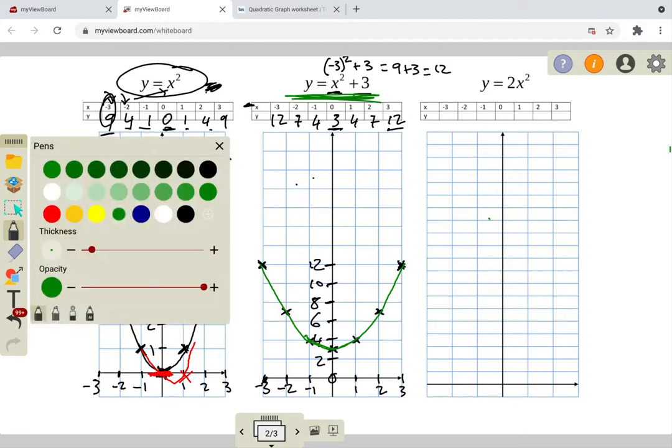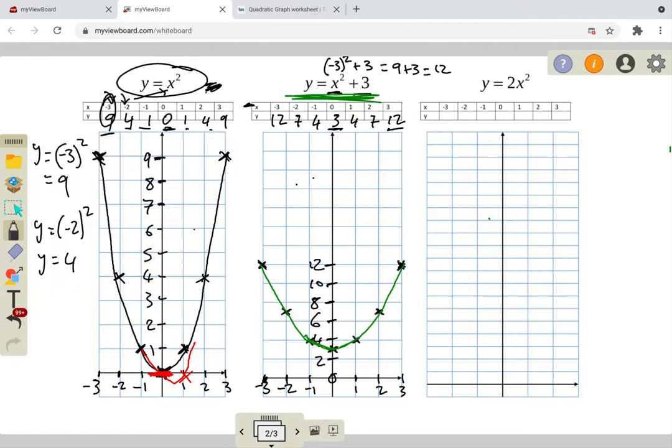So we have y equals 2x squared. Now for this one, you do x squared first, BIDMAS, and then multiply by 2, because indices or powers or order comes before multiplication. Okay, so minus 3 squared is 9. 9 times 2, 18. Okay, minus 2 squared is 4. 4 times 2, 8. Next one's going to be 2. 0. 1 squared is 1 times 2 is 2.